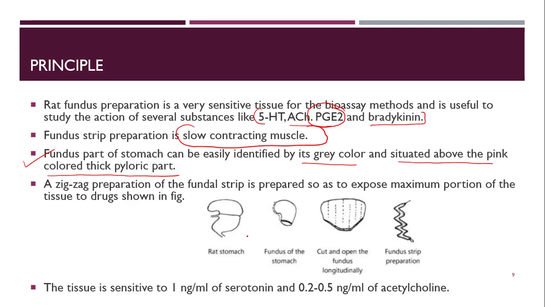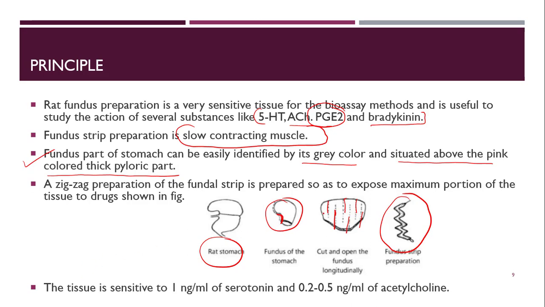So you can see this is the rat stomach, then the fundus of the stomach is this upper portion. You can see it is a gray colored portion. We have to cut the fundus from the lesser curvature so that it will open, and once it is open we have to alternately make cuts into it, so that it will look something like this, and this is nothing but the fundus strip preparation.